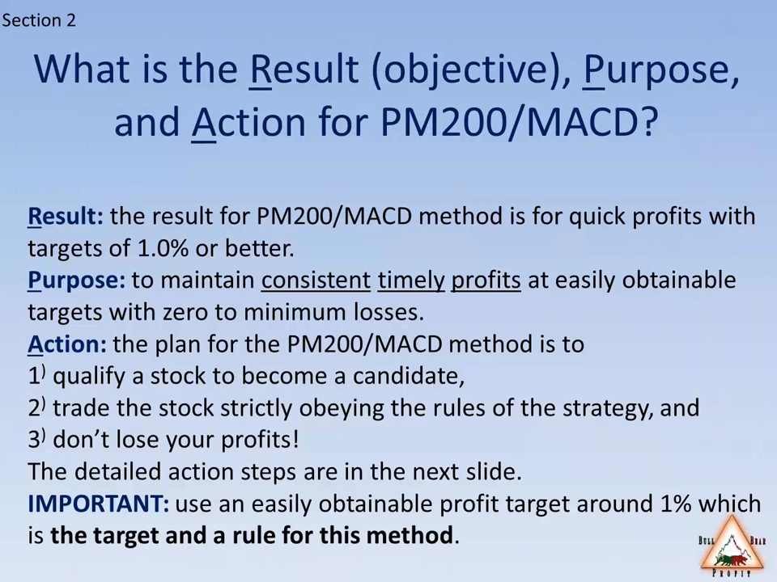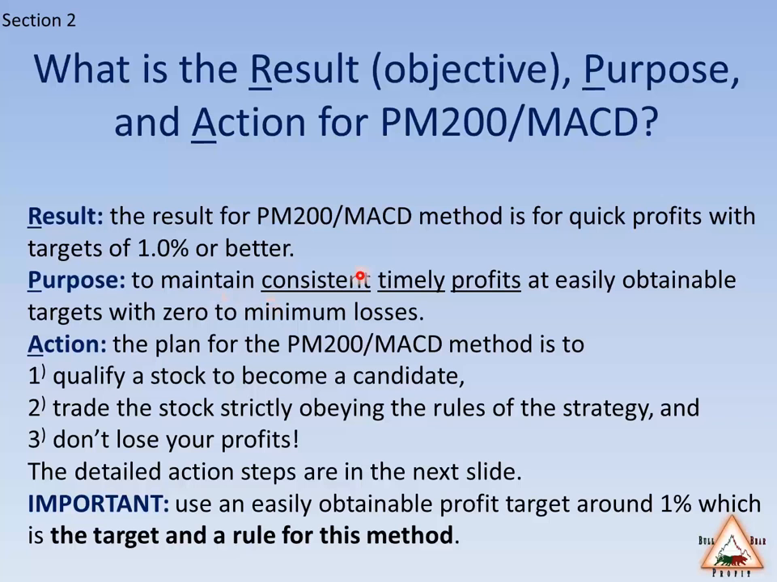Section 2: what is the result or objective, the purpose and action for PM200/MACD? The result that we're after for the PM200 MACD is quick profits with targets of 1% or better. We purposely are not trying to hit a home run and get 20%, 30%. There are a lot of problems with waiting that long for a stock. A number of things can go wrong waiting for that high of a percentage. That's why we're going for quick profits with targets of 1% or better.